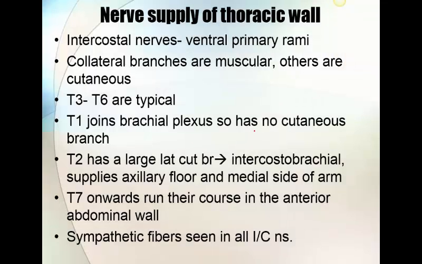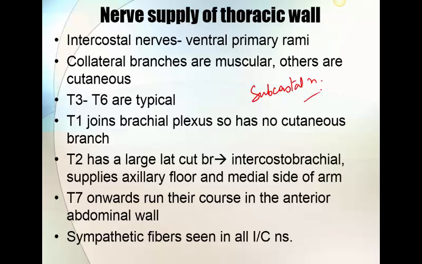Let's look at the nerve supply now of the thoracic wall. So the intercostal spaces are supplied by the intercostal nerves, and the 12th nerve, which is below the 12th rib, is called the subcostal nerve.